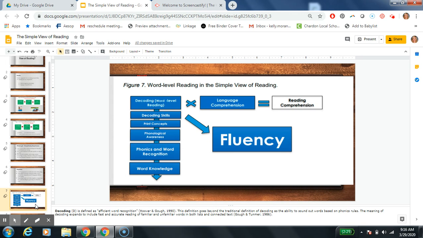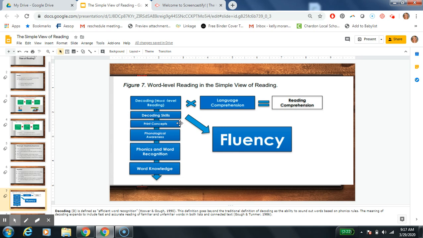Okay, so if we take a look more closely at the two different parts of the simple view of reading, we said that first part was decoding. Decoding, however, is a big topic. There's a lot of skills that fall within that branch. So when we take a look at decoding, we're talking about the skills of decoding: having students have an understanding of print concepts, phonological awareness, phonics and word recognition, and word knowledge.